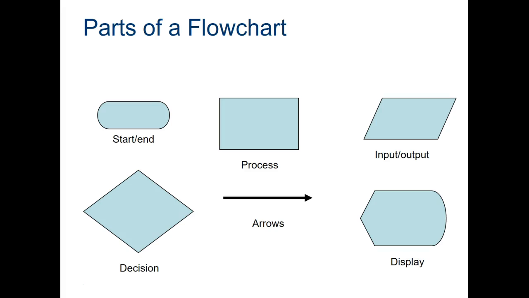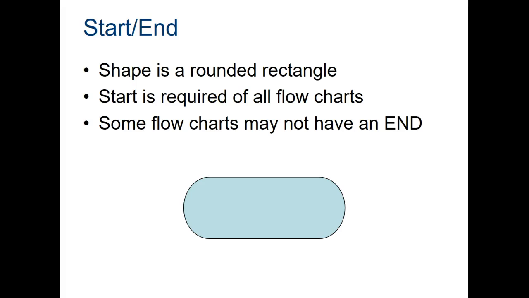These are some of the shapes you will be using for these activities. We'll talk about the different shapes. I think it talks about all of them except for display, and this is an output to a user. So this would be like on your phone. It's your phone screen or the vibrate. It could also be like your computer screen, something like that. So let's talk about the individual parts.